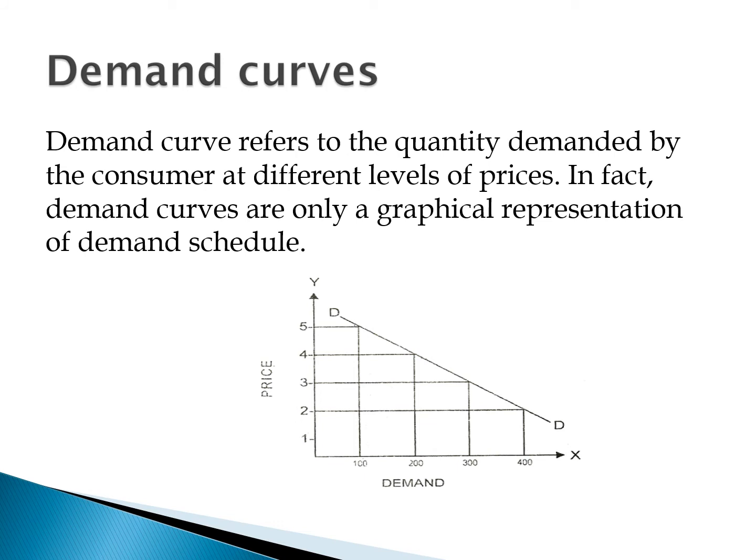Demand curve. Demand curve refers to the quantity demanded by the consumer at different levels of prices. In fact, demand curves are only a graphical representation of the demand schedule. In the below graph, x-axis represents demand, y-axis represents price. DD is the demand curve. If the commodity rate is ₹5, the demand is low. When the commodity price decreases from 5 to 1, the quantity demanded increases from 100 to 500.